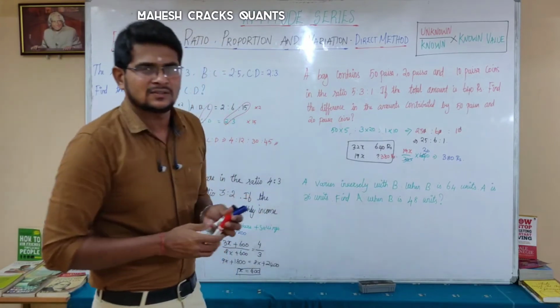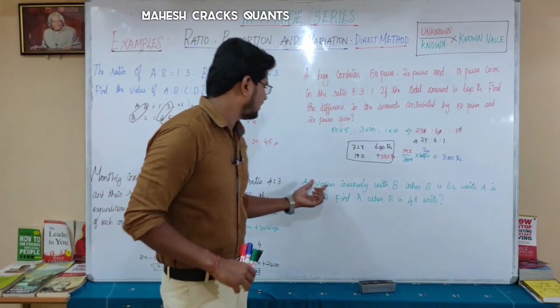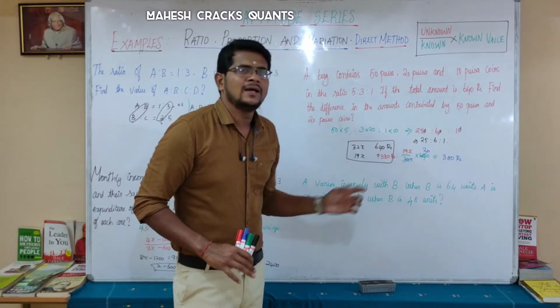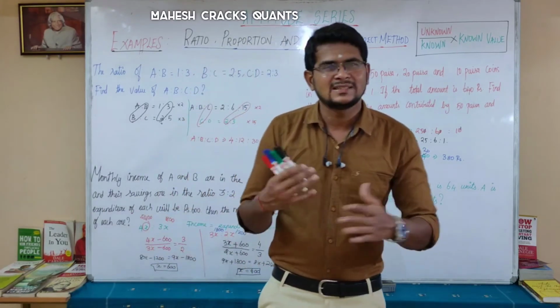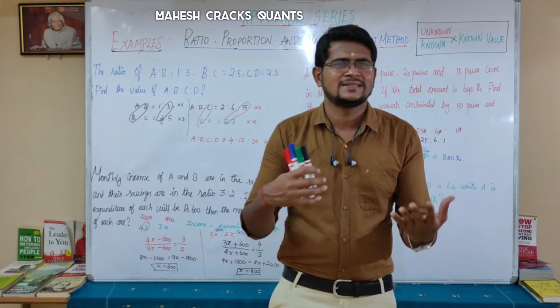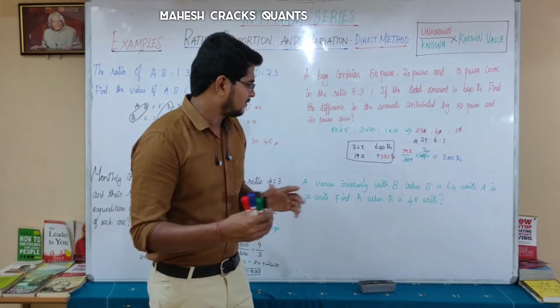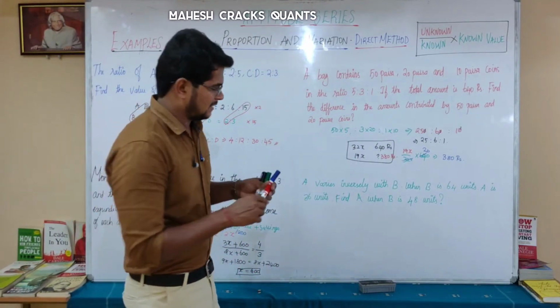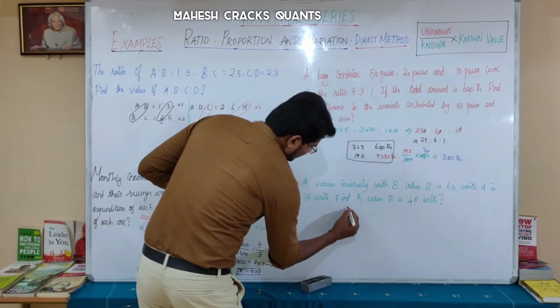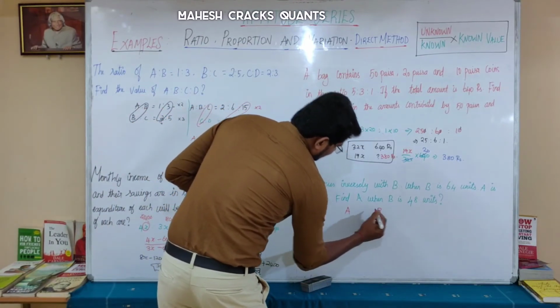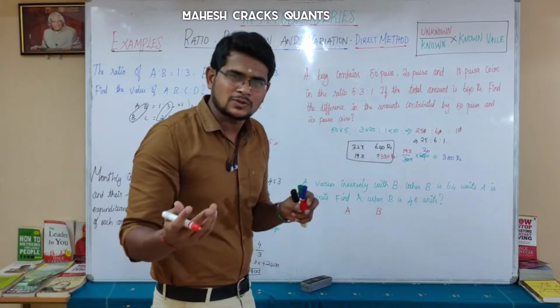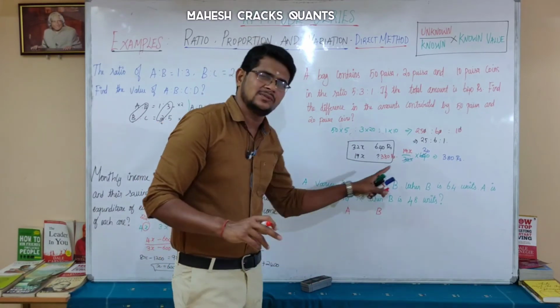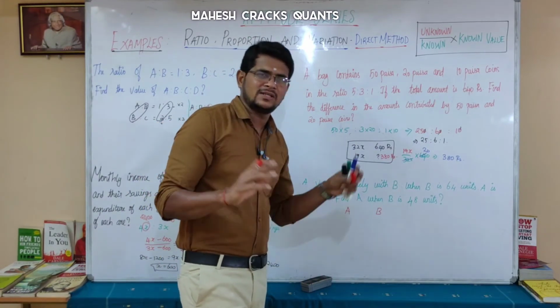So next question. Let's move on to the next question. A varies inversely with B. Inversely means what? It's indirect proportion. You can say inverse proportion, whatever it is. When B is 64, A is 36. A is inversely proportional to B. If A increases, B will decrease. If A decreases, B will increase.